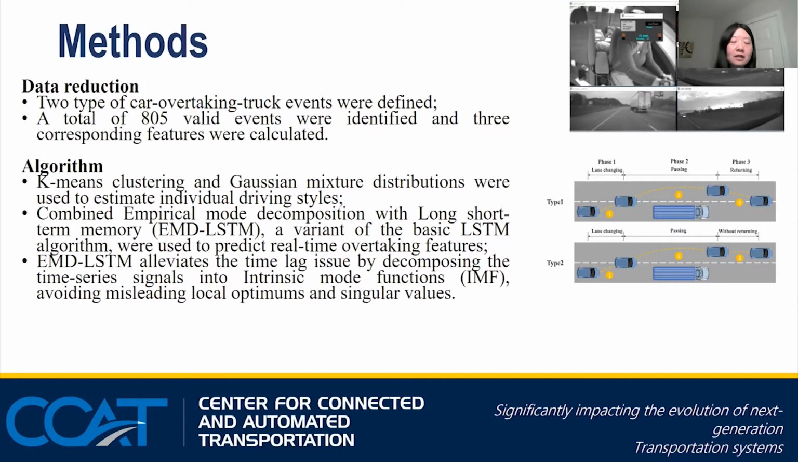So by using all the criteria, we have identified two types of car overtaking truck events. As you can see from the figure in the middle here, the one type is the typical overtaking behavior. A passenger car was driving behind the truck earlier. Then the car prepared a lane change to overtake the truck, then came back to the original lane. So that's type one.